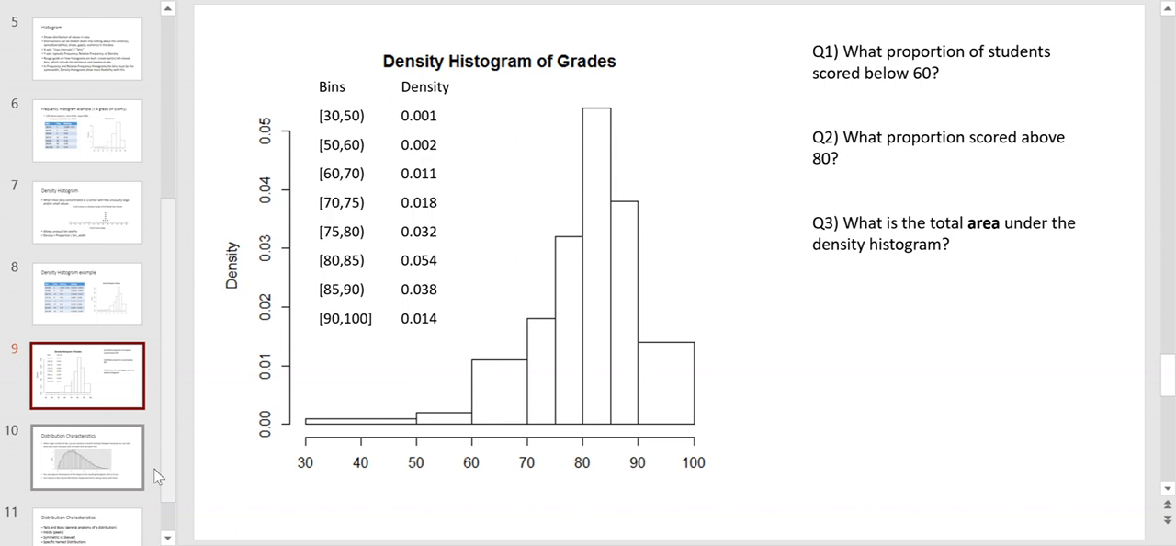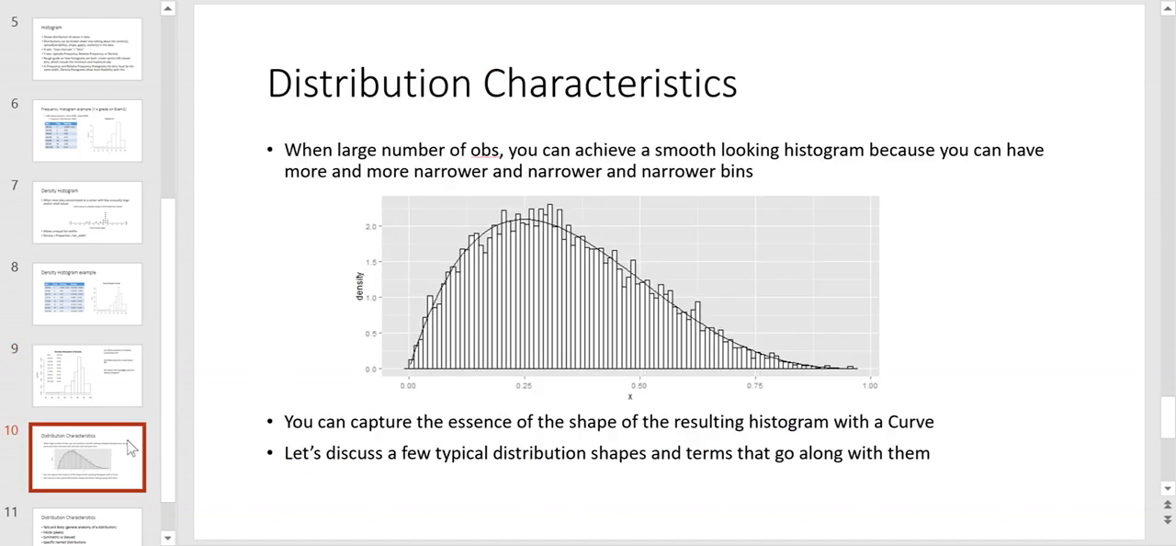Finally, I want to take a step back and talk about histograms in a much more high-level way, okay? And how they reflect different distribution characteristics. So let's have this thought experiment together. Let's imagine n is very large. So n gets big, big, big, big.